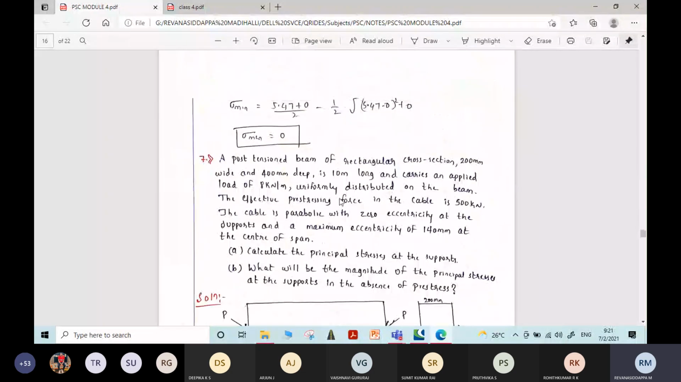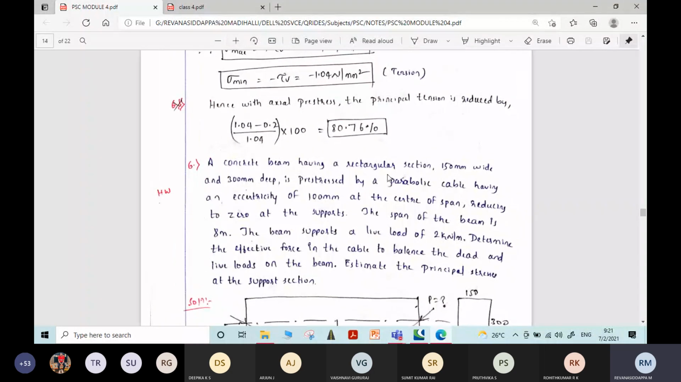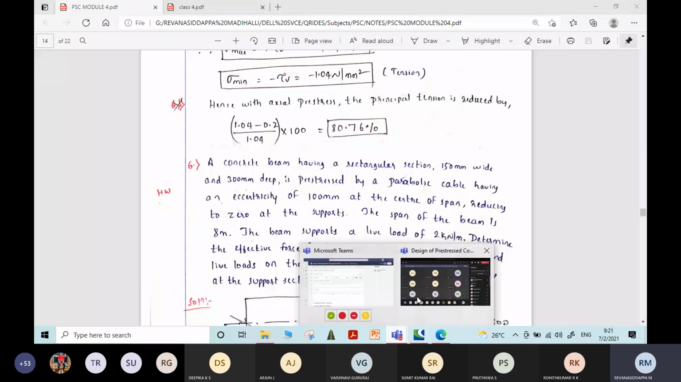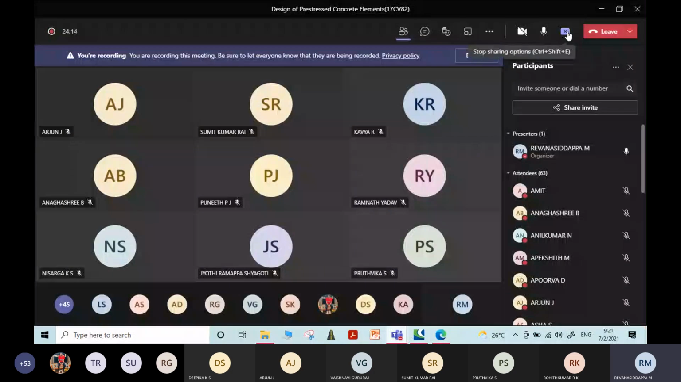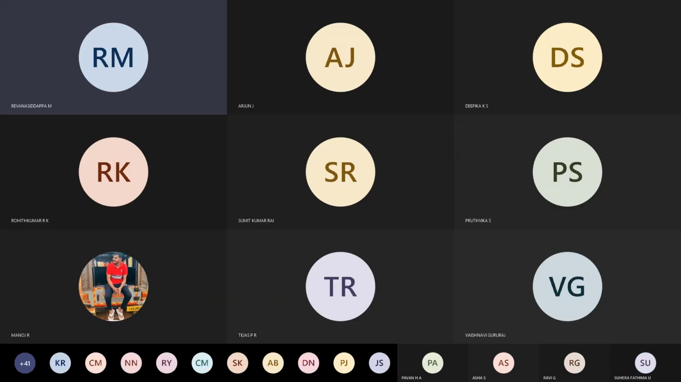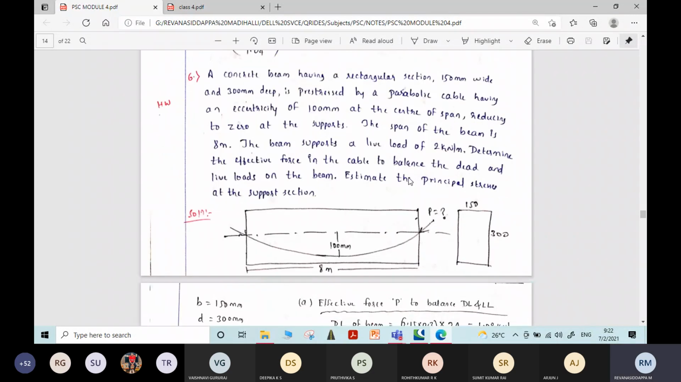Problem number 6, right? Okay, write the problem number 6. Take 2 minutes time. The screen is visible, right? Yes, sir. Write the 6th problem and write the figure as well.